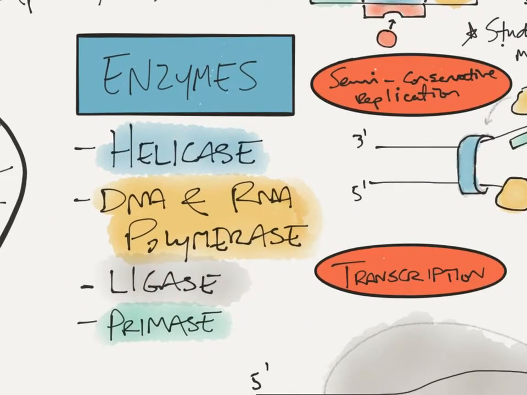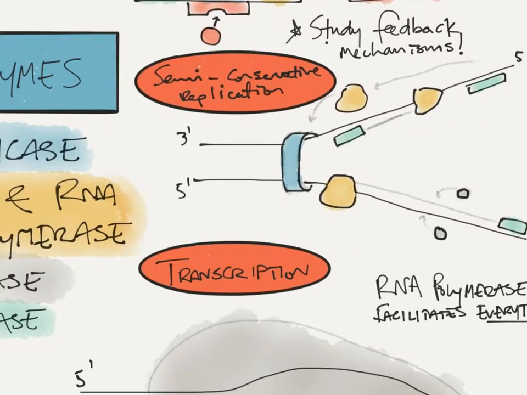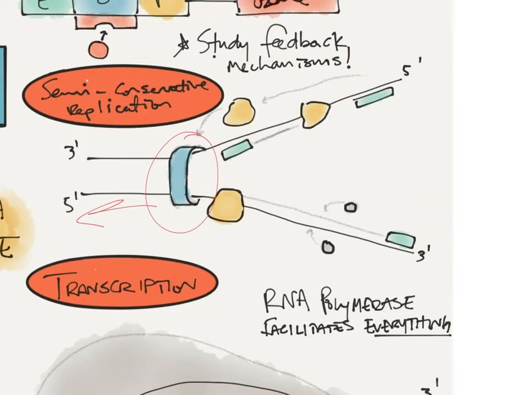We're also going to look at the 4 major enzymes that are involved in replication and transcription. So helicase, when we're talking about helicase, we're talking about replication. Helicase is this guy in the diagram. It runs along the DNA, and it actually unzips it, and it causes what is called a replication fork.